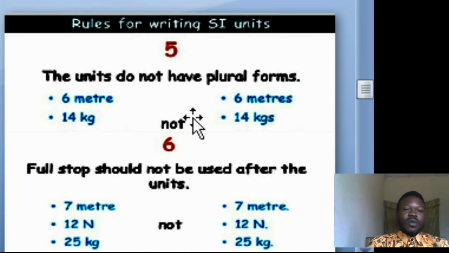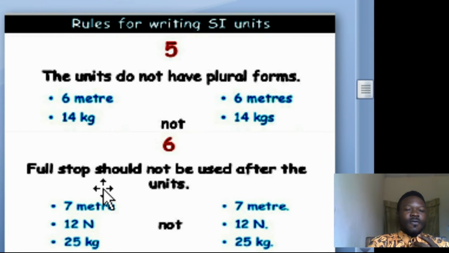Now, units do not have a plural. We are not doing English here, we are doing physics. So we don't write meters, you write meter. You don't say kgs, say kg, kilogram. 14 kilogram, not 14 kilograms. You don't put a plural.